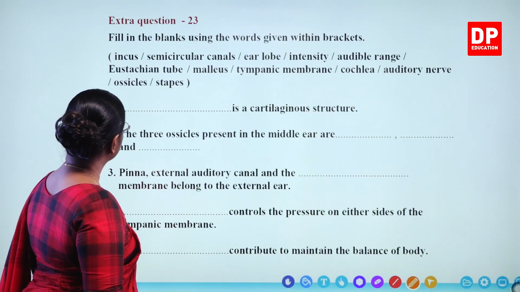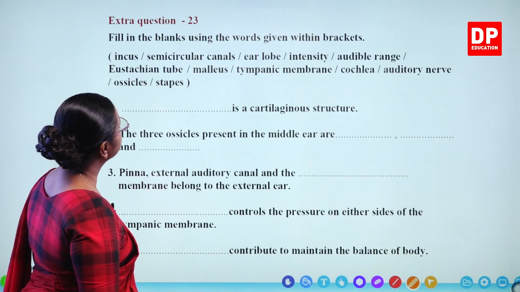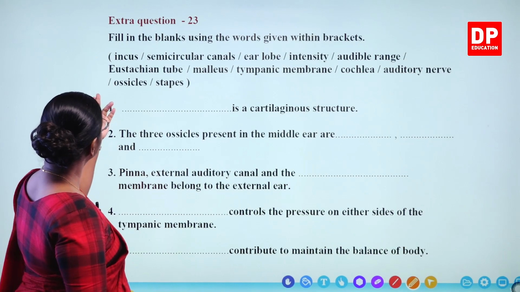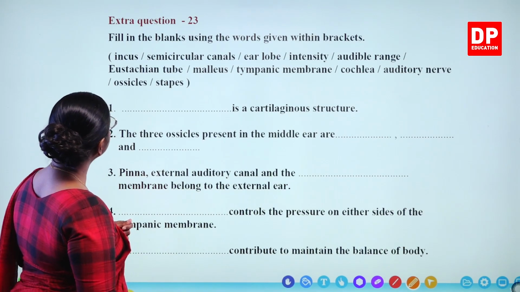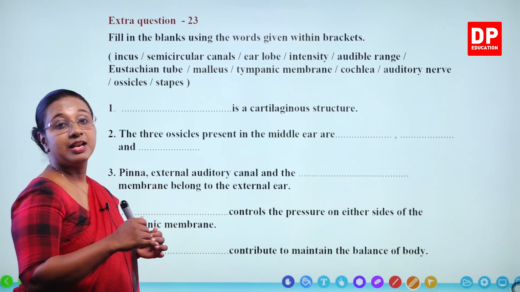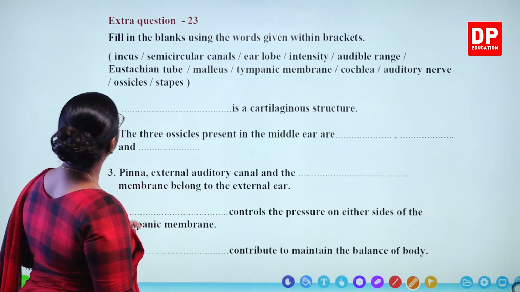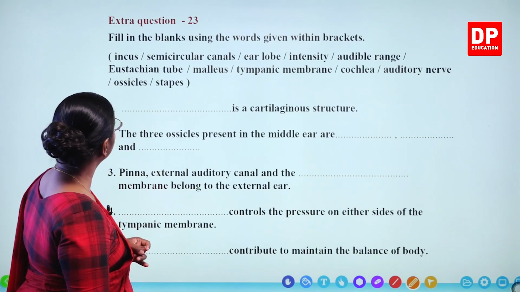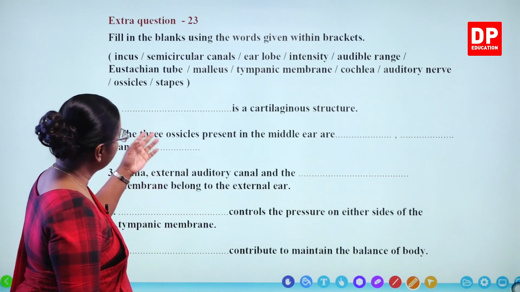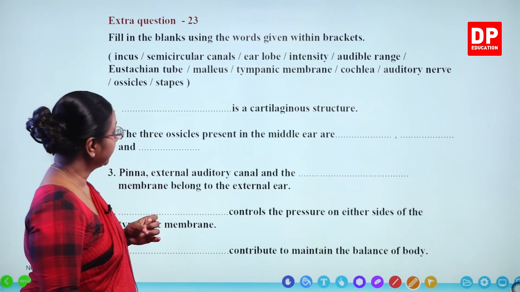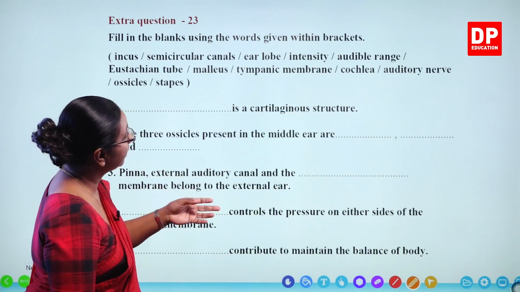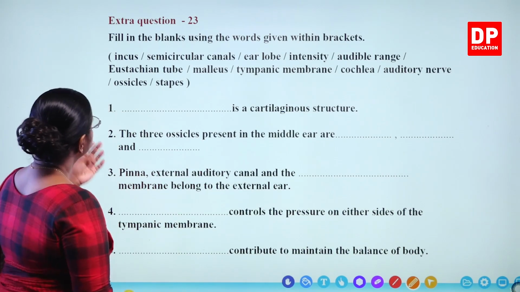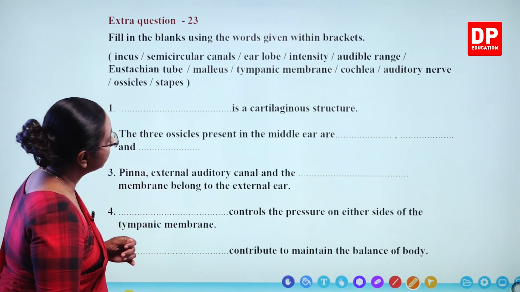Extra question 23. Fill in the blanks using the words given within brackets. So, you are used to these type of questions. And here we look at the answers. Incus, you know it is an ossicle that is present in the middle ear. Then semicircular canals, earlobe, intensity, audible range, eustachian tube, malleus, that is also an ossicle, tympanic membrane, cochlea, auditory nerve, ossicles and stapes.